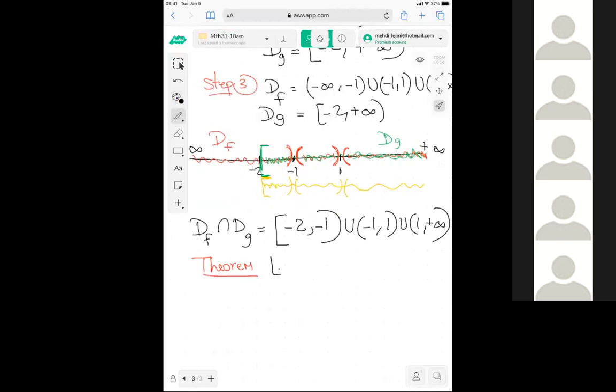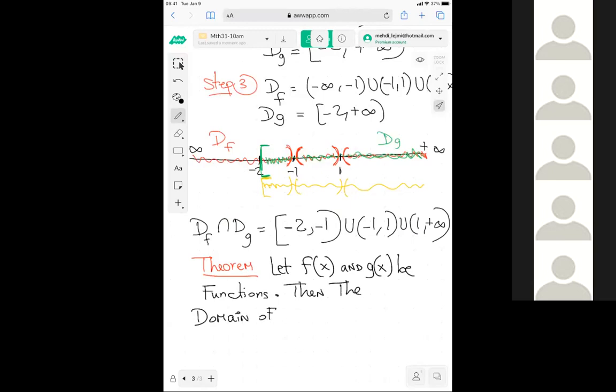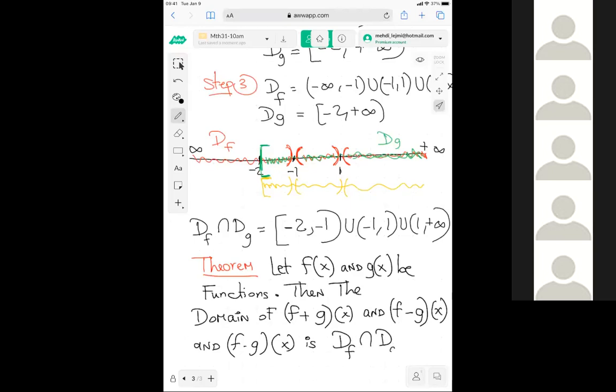If you have two functions F and G, then the domain of F plus G of X, and F minus G of X, and F times G of X is the common domain, DF intersected with DG.